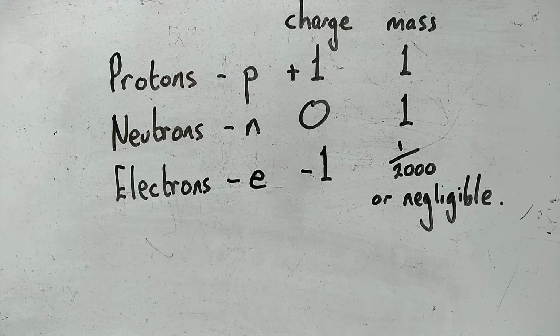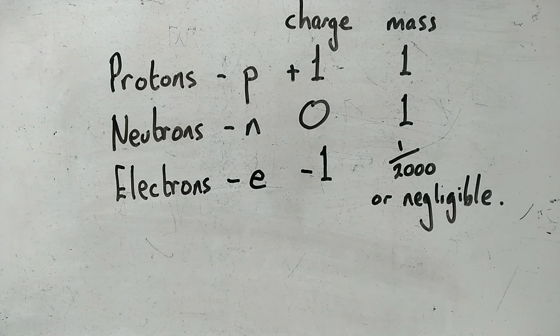So if you had something which had, say, 5 electrons in it, that's 5/2000ths of the mass of a proton. So even if you've got 5, or even if you've got 100, it doesn't count towards the overall mass of an atom. Now, there are a couple of other things that you need to know for this topic.